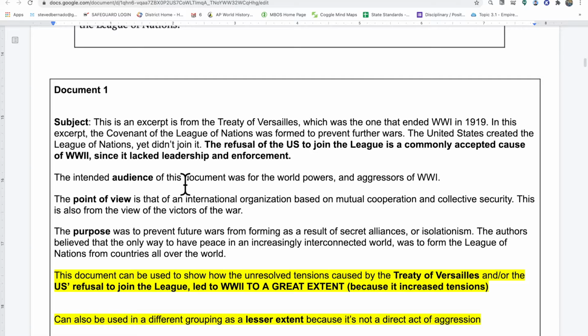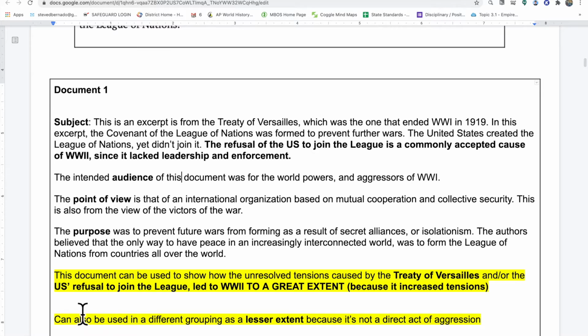All right, so we've got to figure out if it's to a great or lesser extent. Well, the intended audience of this document was the world powers and the aggressors of World War I. The point of view is that of an international organization based on mutual cooperation and collective security. This is also from the view of the victors of the war. To the victors go the spoils. The purpose was to prevent future wars from forming as a result of secret alliances or isolationism. The authors believed that the only way to have peace in an increasingly interconnected world was to form the League of Nations from countries all over the world.